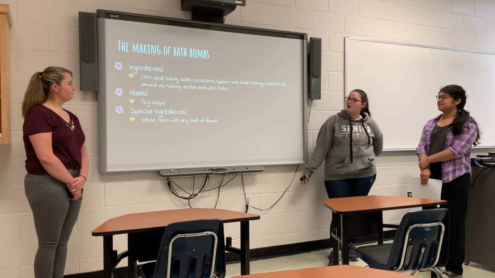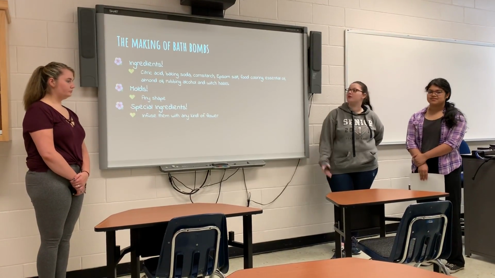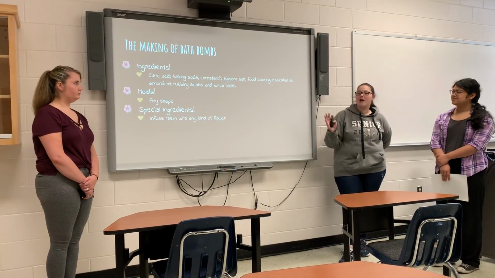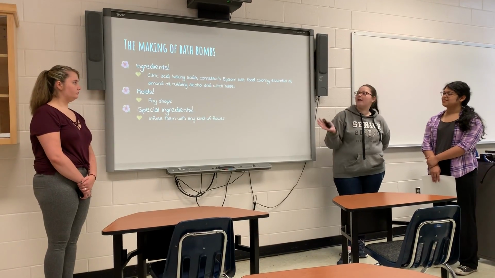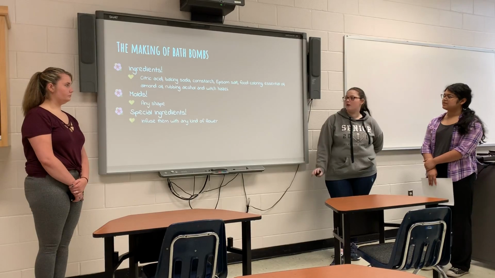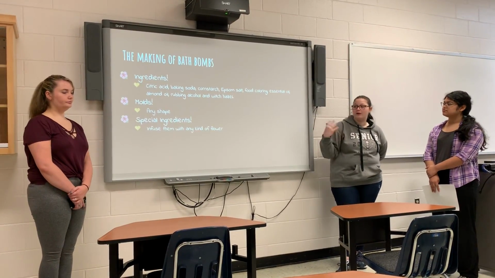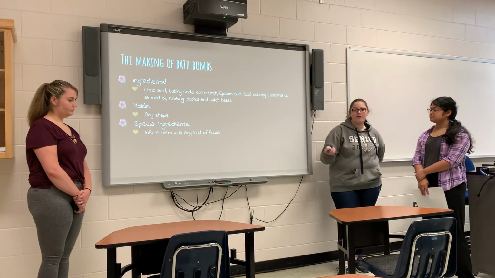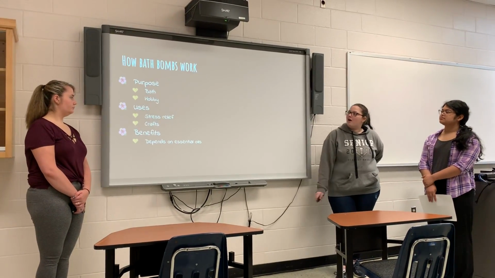So item: bath bombs. The making of a bath bomb is basically just like what you go through to get everything, but the ingredients are citric acid, baking soda, cornstarch, Epsom salt, food coloring, essential oil, and then you can also add almond oil, rubbing alcohol, and witch hazel. You can put it in any kind of mold. You just have to be able to get it so it can be any shape you want, and then you can infuse them with flowers or glitter or sprinkles or basically anything else.